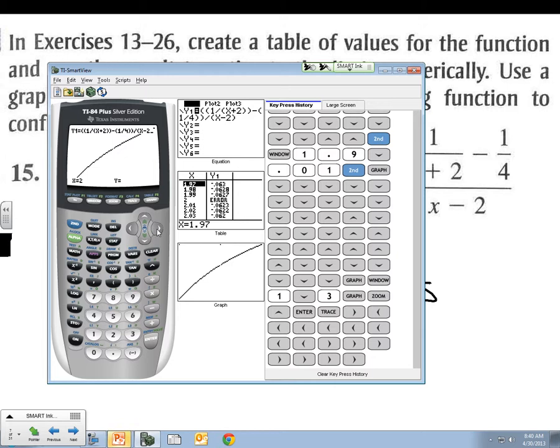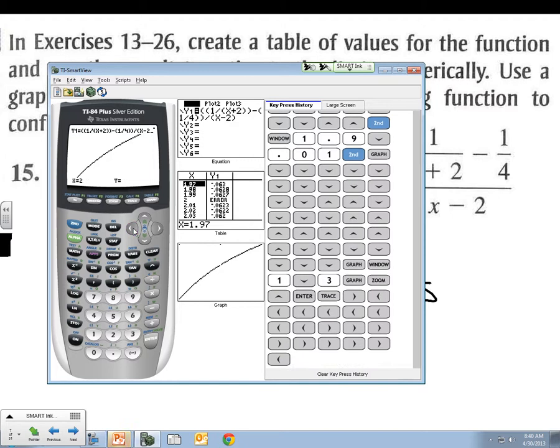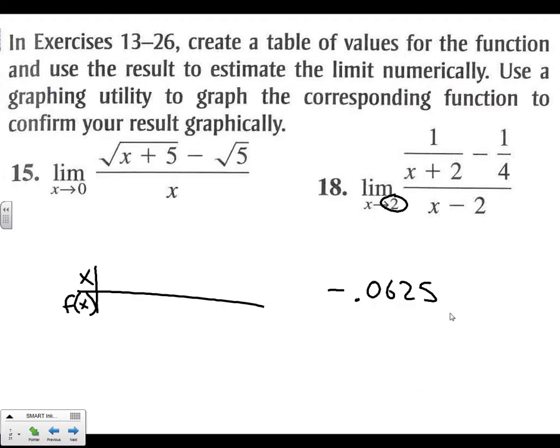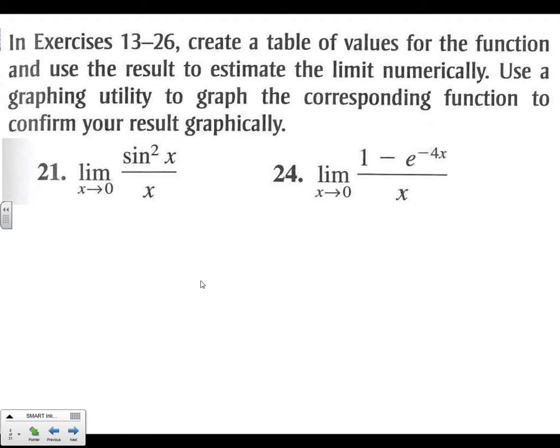We can't have 2 in our denominator. But as we approach from either side, 0.0621, 0.0628, so it looks like our answer is absolutely correct. Alright, so we've converted it 2 ways, one with the table and one with the graph. Let's keep moving here to 24.